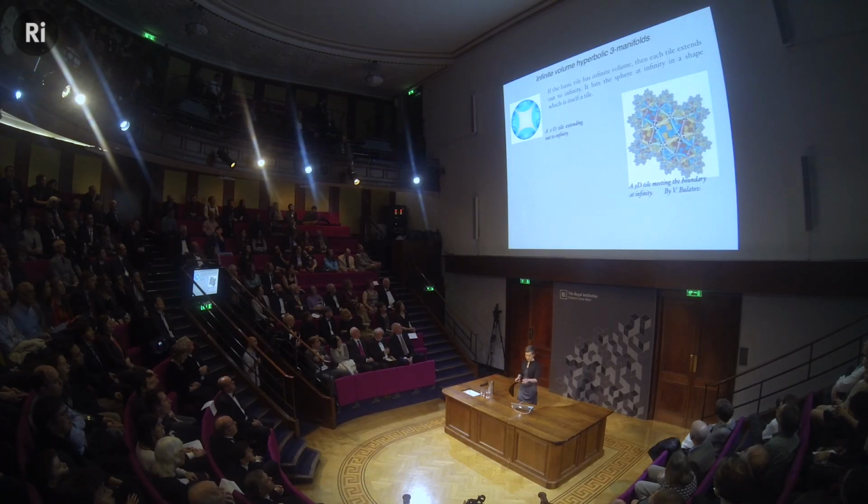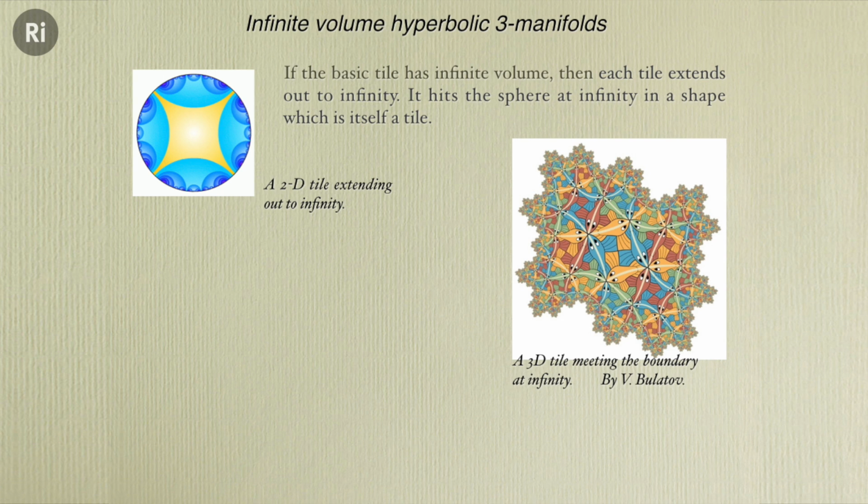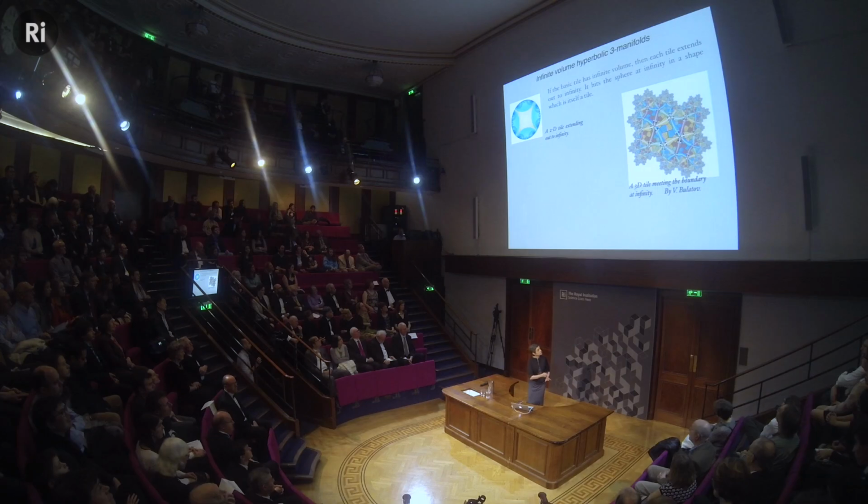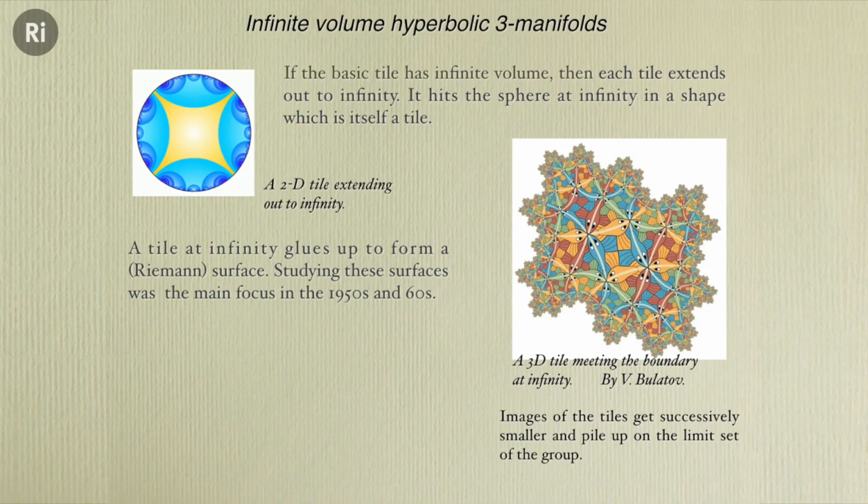And here's another picture. Now, this picture is what you see at infinity from a 3D tile. So imagine I've got my hyperbolic space inside the ball, and I'm looking through from the outside in, and there's some complicated basic tile, and it hits the boundary at infinity, and then you can take all the copies of it, and so I tile the stuff at infinity. So that's what you're seeing in that picture. And you can see how the tiles get smaller and smaller, and of course they pile up on the limit set of the group.